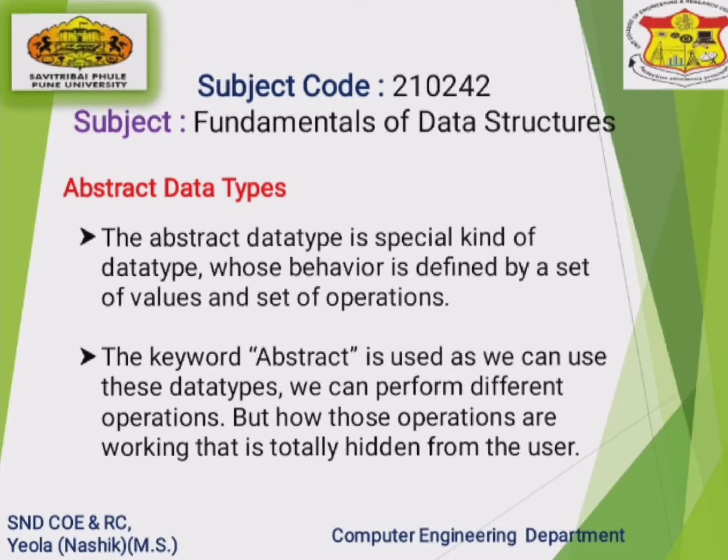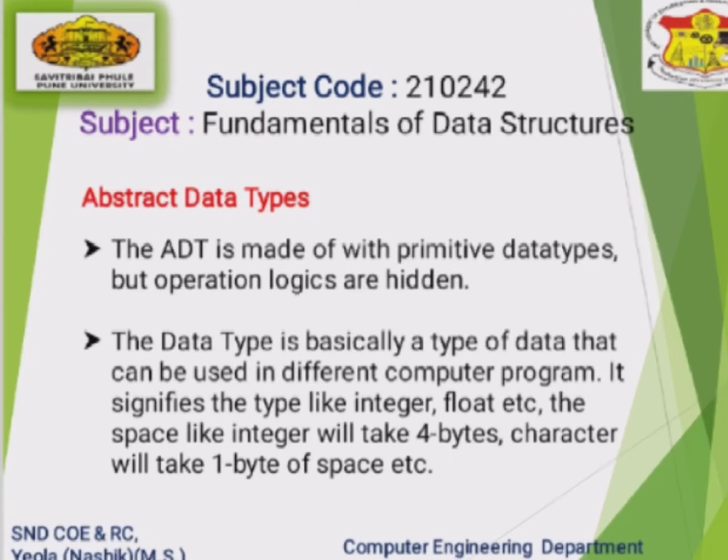Abstract data types. An abstract data type is a special kind of data type whose behavior is defined by a set of values and a set of operations. The keyword abstract is used as we can use this data type and perform different operations, but how those operations work is totally hidden from the user. The abstract data type is made with primitive data types, but the operation logic is hidden.